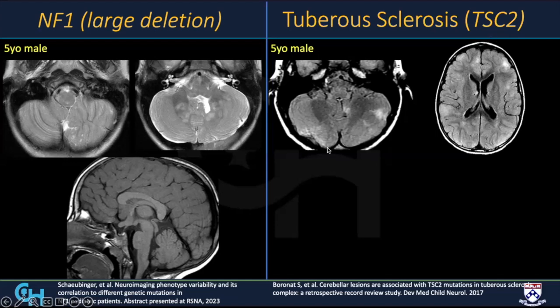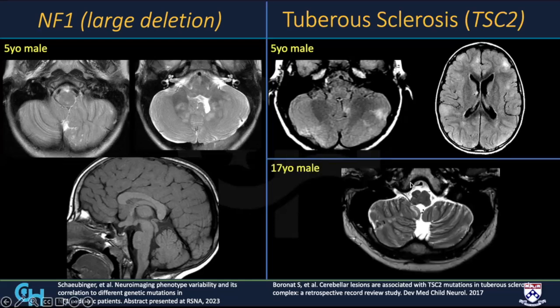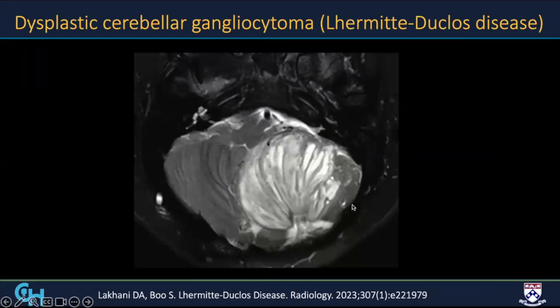The other thing about these is they can change over time up to the age of 8. They can have new signal changes. They can have enhancement. So don't mistake that for gliomas. And here's a more usual look of a mature cerebellar tuber where you can see there's some retraction here and calcification with low signal in the T2-weighted sequence.